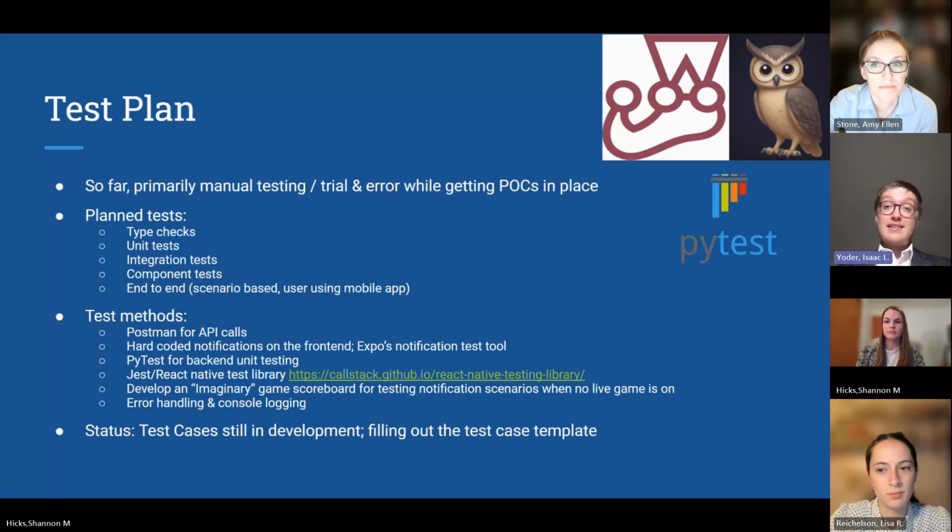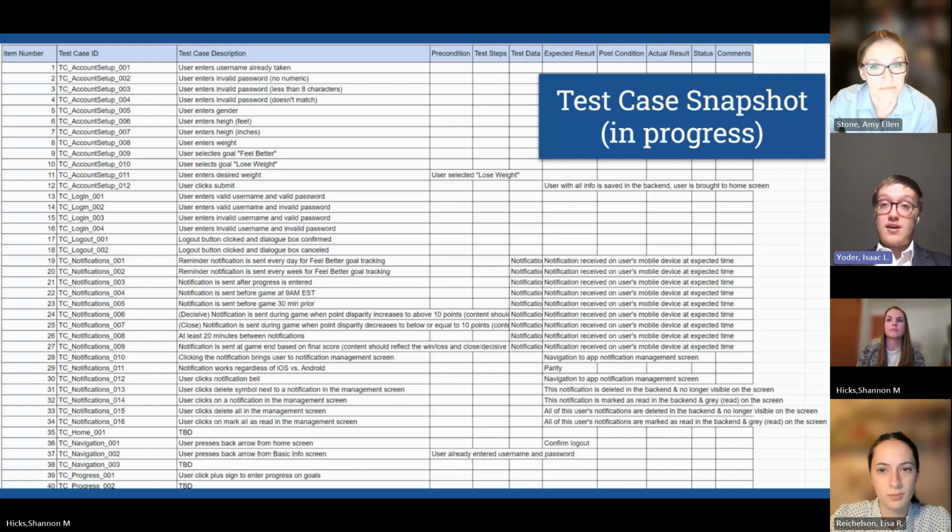We're going to be using PyTest for our backend. And then additionally for our front end, we'll be using Jest and/or React Native Testing Library. We're also going to be mocking the game scoreboard feature, which is how we get our live scores, to test when we don't have a live game currently occurring. We're also going to be using error handling throughout. Our test cases are still in development, but as we see on the next slide, we have begun to fill out our template for that. And as soon as that is complete and we've got comprehensive testing across the board, we can go ahead and start coding those.